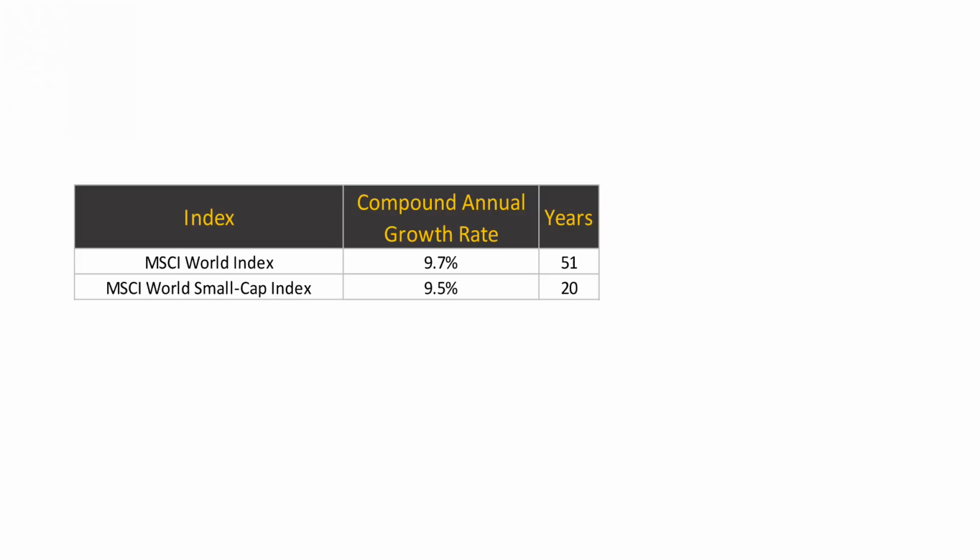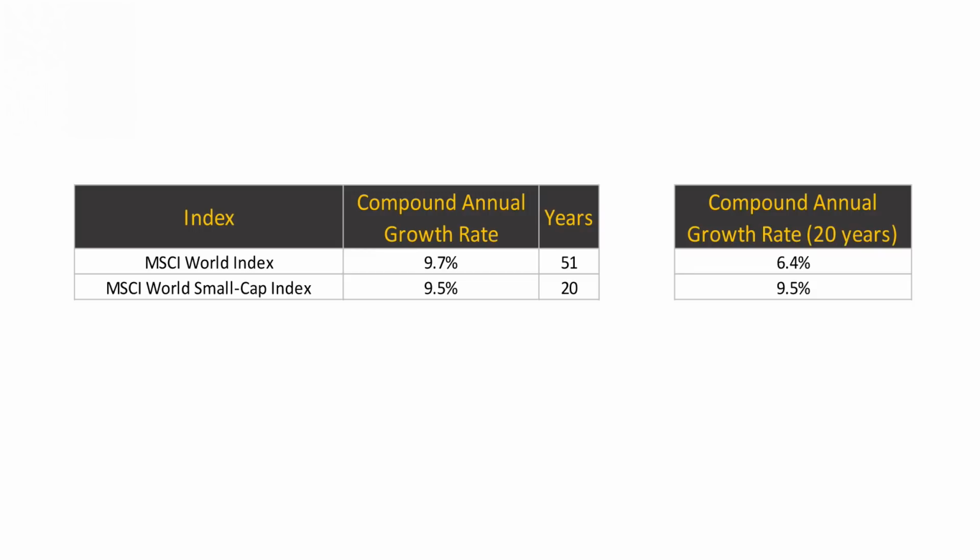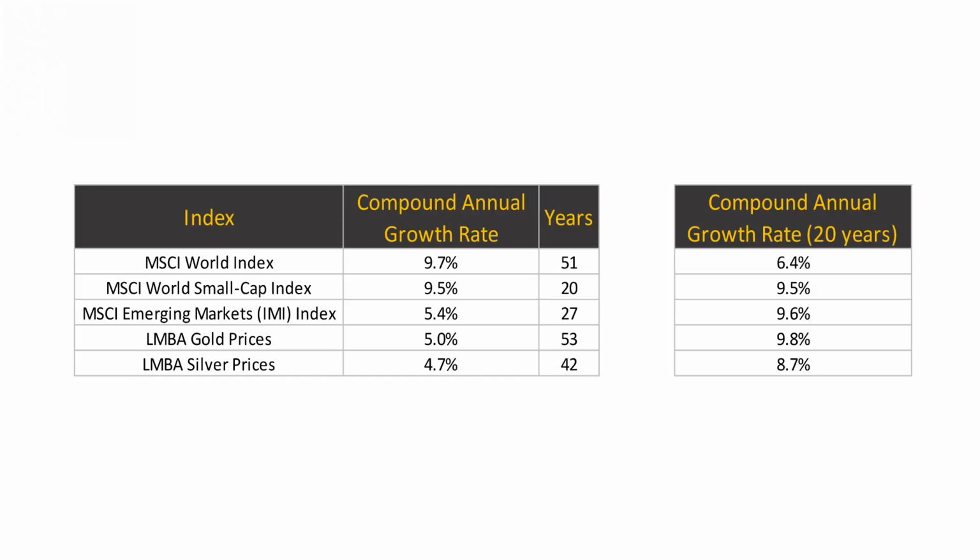The small cap index has returned 9.5% annually over 20 years. This might look lower than the large caps, but if we re-look at the world index over the same 20 years, then that has returned 6.4% annually, so small caps have smashed their larger counterparts over the same time period. The emerging market index over the same 20 years has returned 9.6%. If these 20-year trends continue, then it supports having larger allocations to small caps and emerging markets as we have done. And finally, gold has returned 5% annually over 42 years, and silver has returned 4.7% annually over 53 years. But at times they have decades-long bull markets, which we may be in the middle of right now.